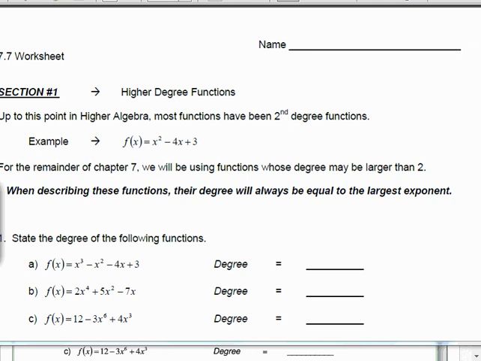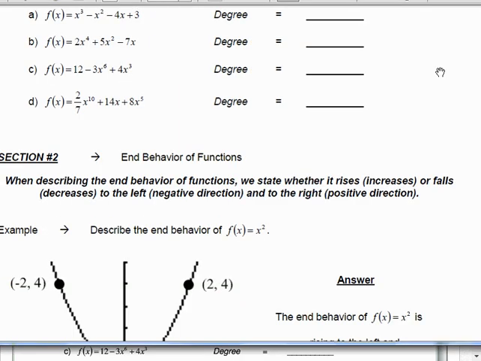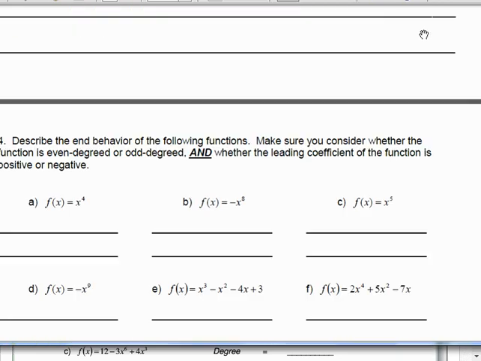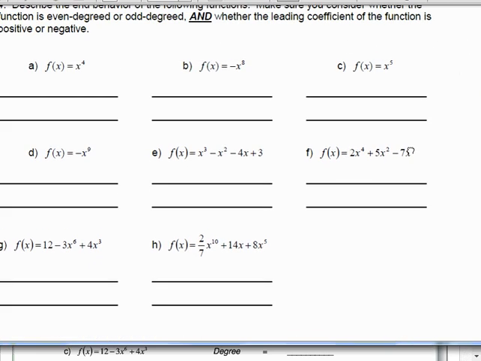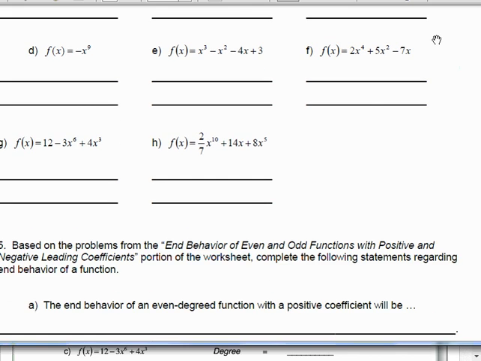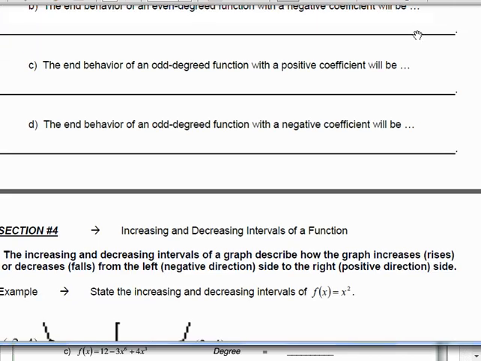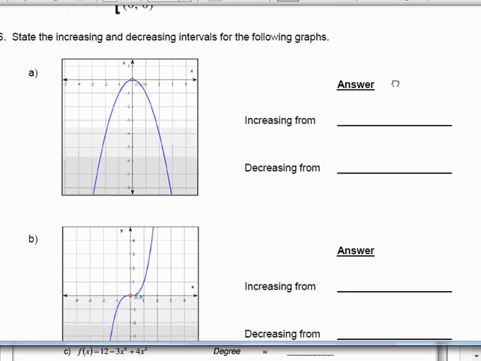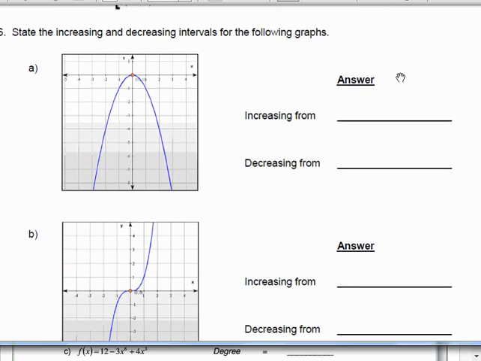Okay, so your worksheet looks frighteningly like yesterday. In fact, it is the exact same thing as yesterday. It's just that you've already done sections 1, 2, and 3, and now we're going to do sections 4, 5, and 6. Section 4 starts right here, and that's the increasing and decreasing, which I mostly taught you yesterday. So let's do one of those together right now. State the increasing and decreasing intervals.